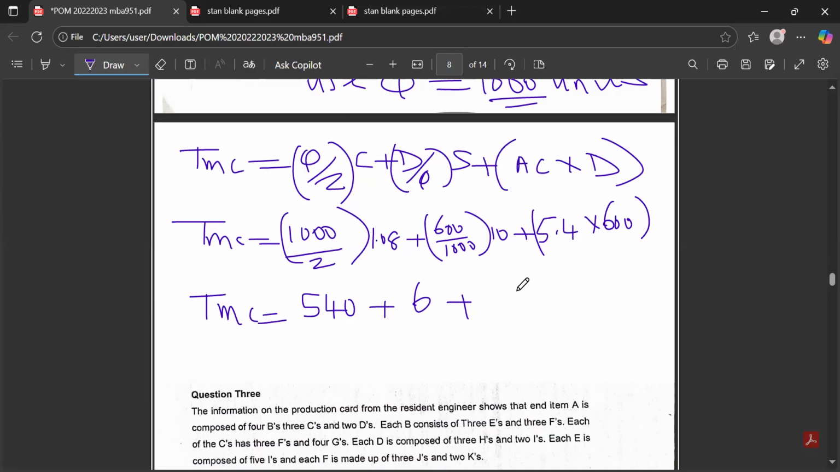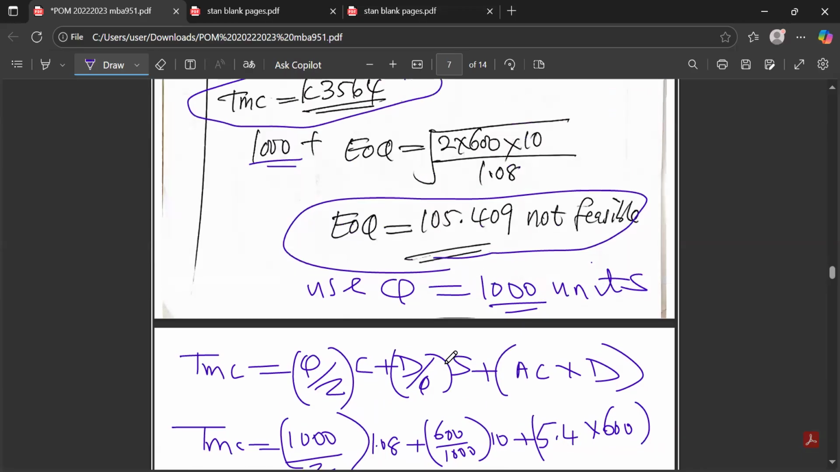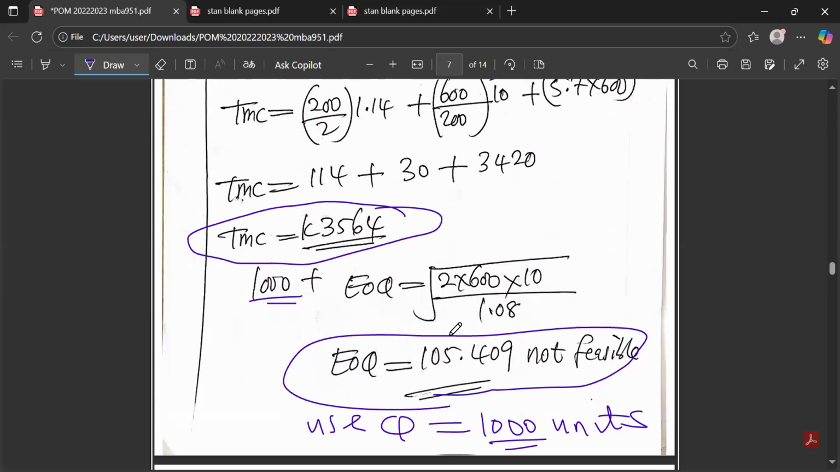So it's giving us 3,240, plus 6, plus 540. So it's giving us a total material cost of 3,786. So you have to compare the costs. So we should order how many units?